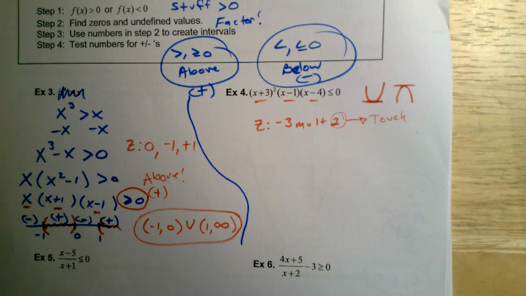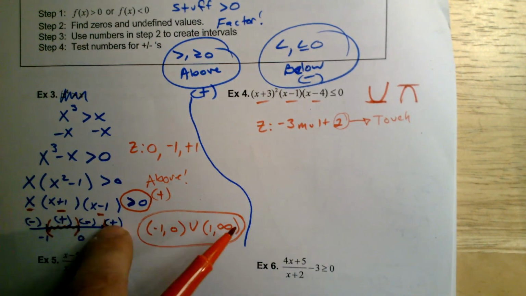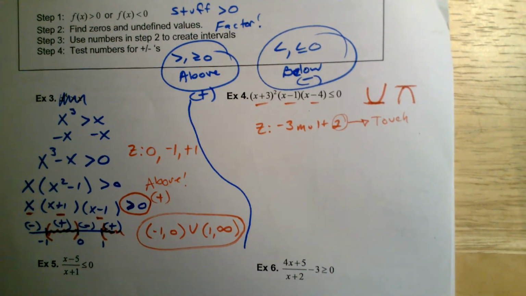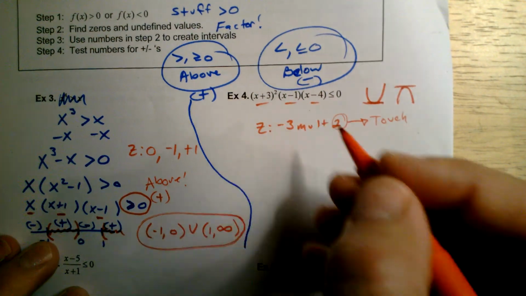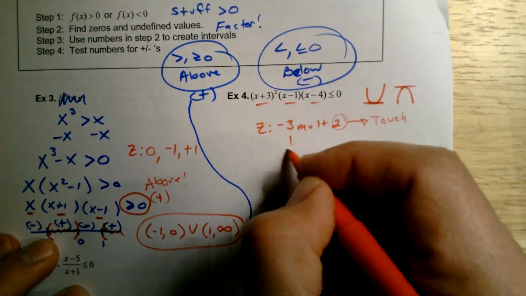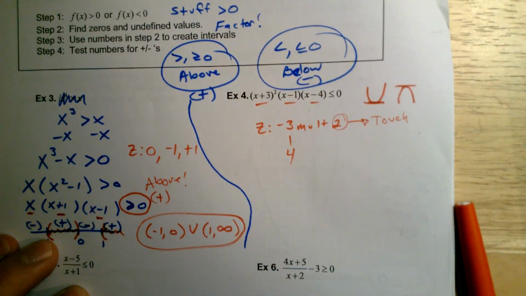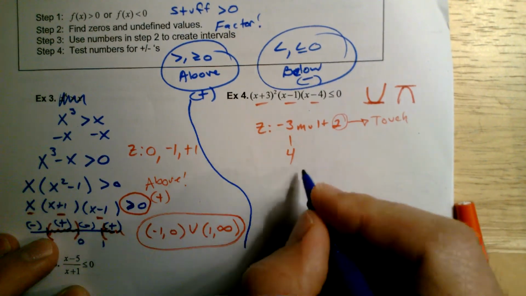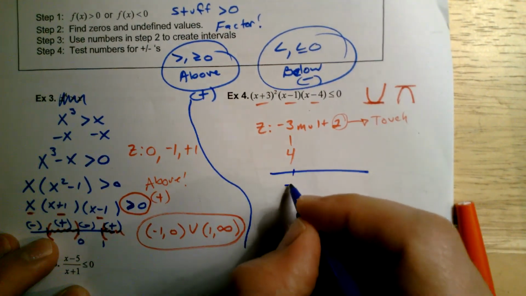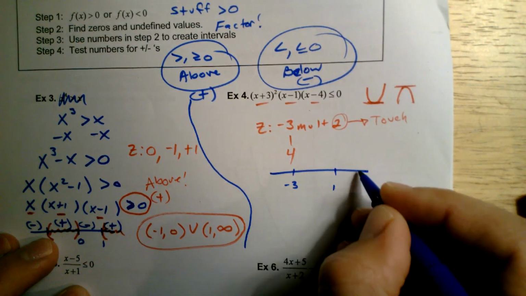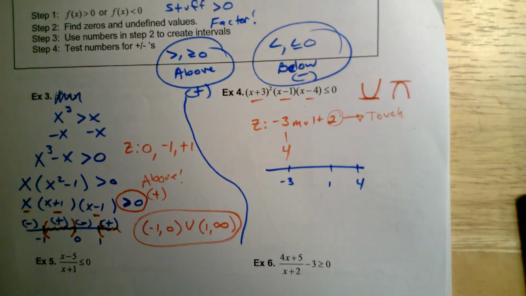This is an example where it doesn't just alternate minus, plus, minus, plus. It could go plus, plus, minus. It could go minus, minus, plus. So you've got to look. Okay. The next zero I have is 1, and the other one I have is 4. So I have my zeros. I put that on a number line. Here's -3, 1, and 4.